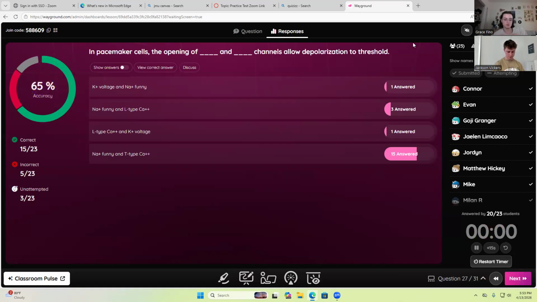Okay, so the correct answer was D. The initial depolarization comes from the sodium funny channels, which are called funny because they behave a little differently. And then the continued depolarization comes from the sodium channels depolarizing to open a certain type of calcium channel, the transient type calcium channel. That allows us to depolarize to the threshold for the pacemaker cell. And once we get to threshold, the L-type calcium channels come in and maintain that depolarization.